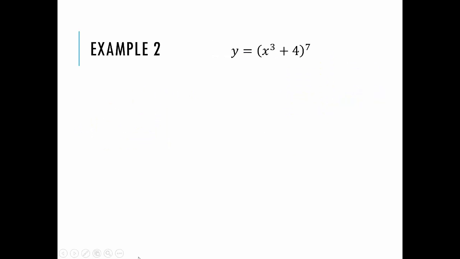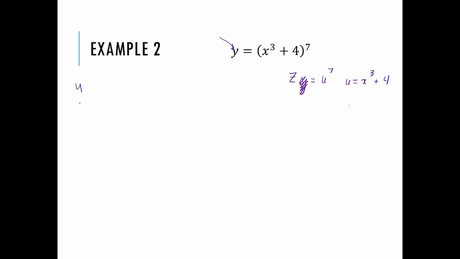Let's look at another example. So get your pencils ready. This would be the same thing. I would let my y equal u to the 7th, and u equals x cubed plus 4. Now, the only problem here is there's already a y being used, so if you wanted to, it doesn't matter. This is just a variable. You could call that z.